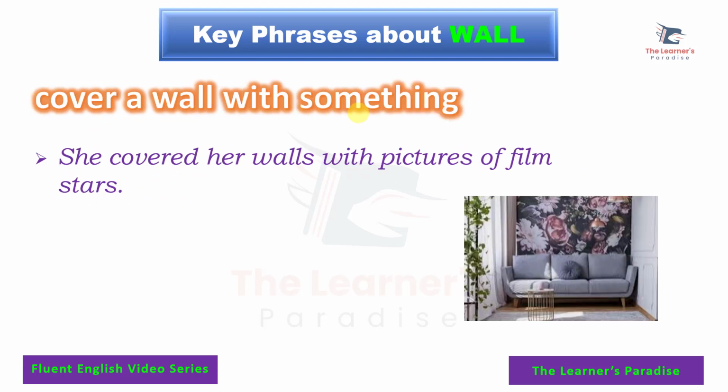Cover a wall with something. When you put something on your wall, might be a picture or might be a painting, whatever. It can be anything. Example sentence: She covered her walls with pictures of film stars.